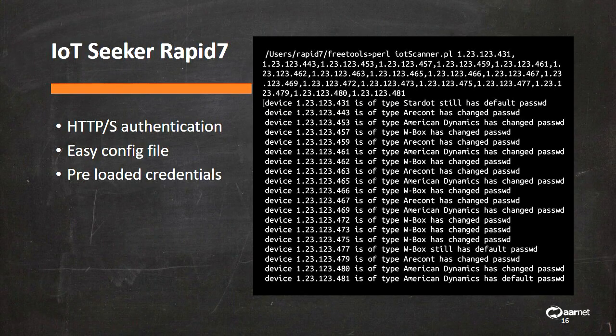So after Mirai dropped, Rapid7, who's the company that does Metasploit, released a piece of Perl code called IoT Seeker. And that has a bunch of web login extensions. You fill up a config file with a bunch of default credentials, and it will actually run around through your IP list trying to log in and telling you when things are audited. It's relatively simple. It's relatively easy. The source code is all up on GitHub. You can go nuts with it.